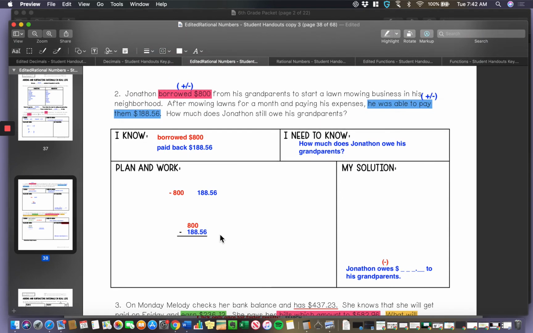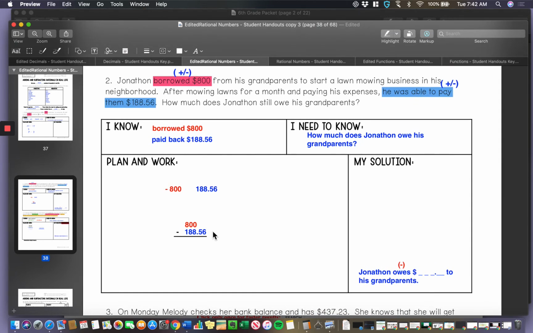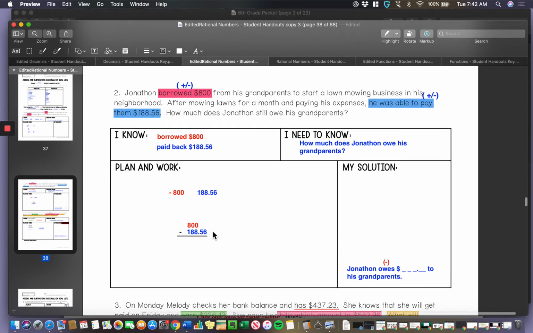I'll just probably scroll up. If they have different signs, you can subtract and keep the sign of the bigger number. So really, you can have a problem that looks a lot like this. I'll try to retype. So we could have negative 800 plus the 188.56. That would be okay.